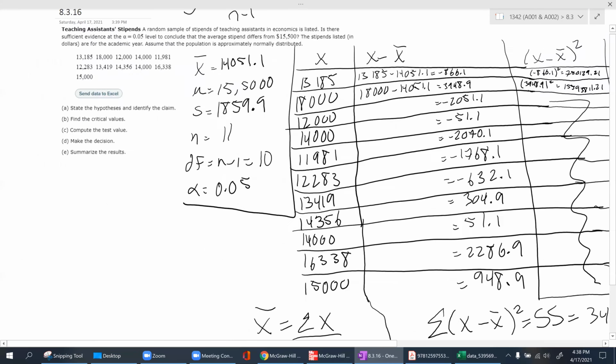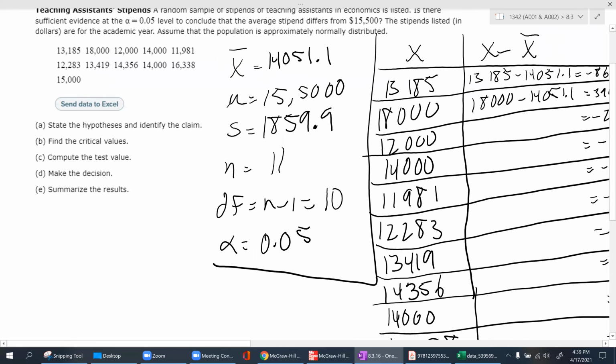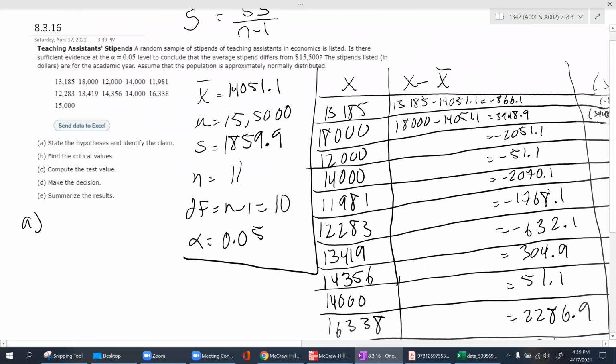So yeah, some of these require a lot of pre-work, especially when it's just your raw data given to you, right? So part A: state the hypotheses and identify the claims. My random sample's teaching stipend differs from 15,000. What was our mental note? Right, oh yes.